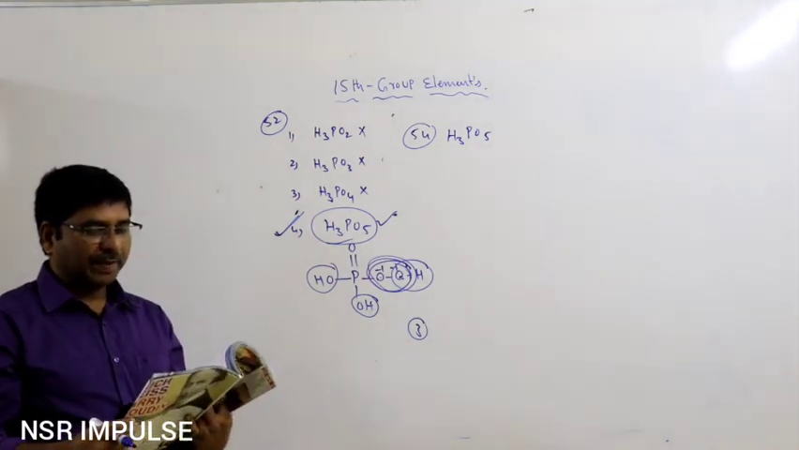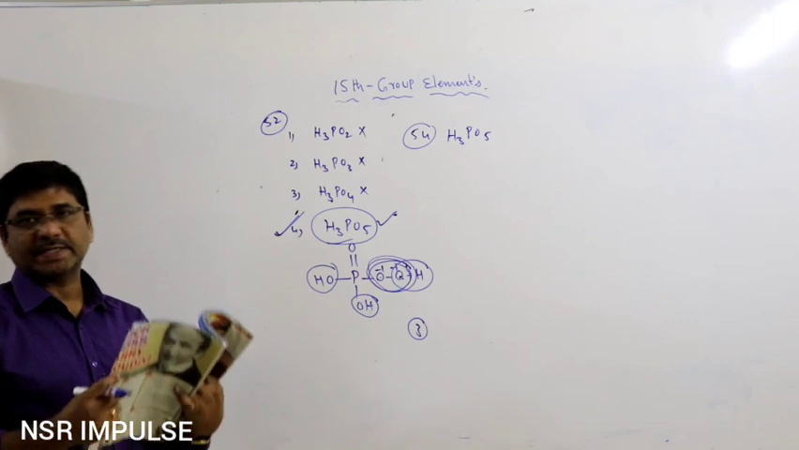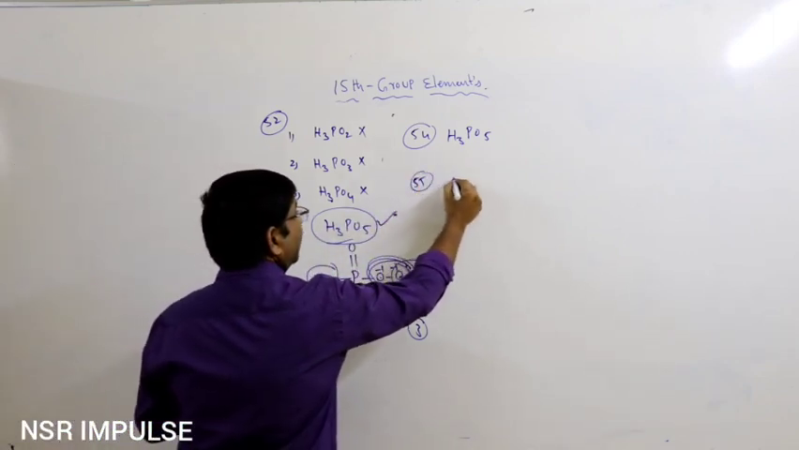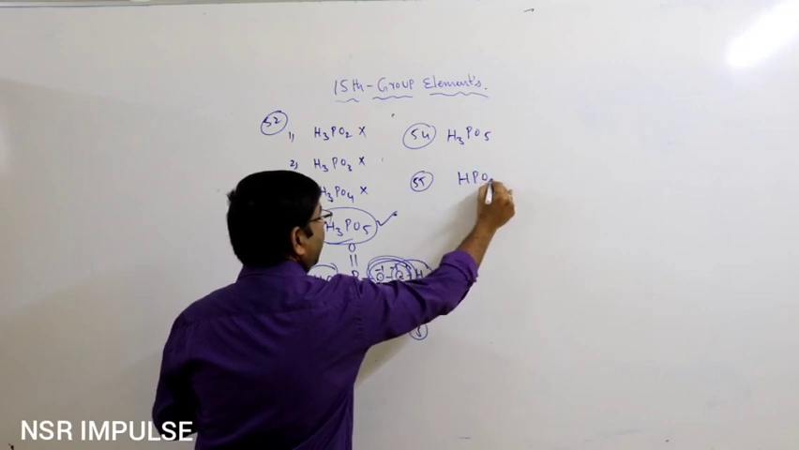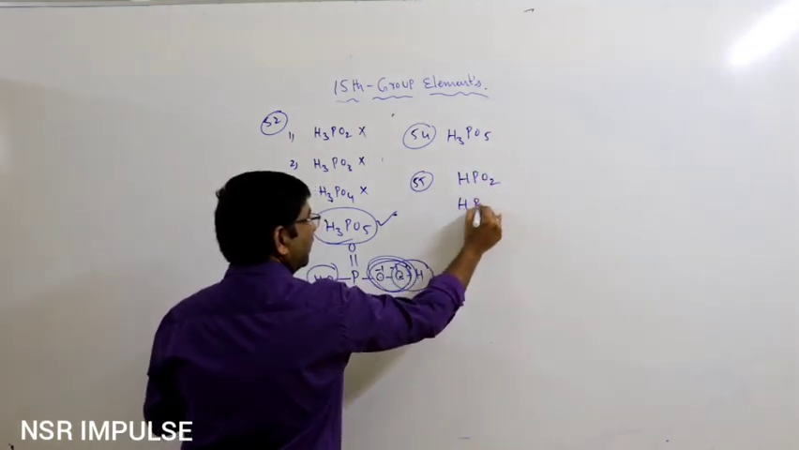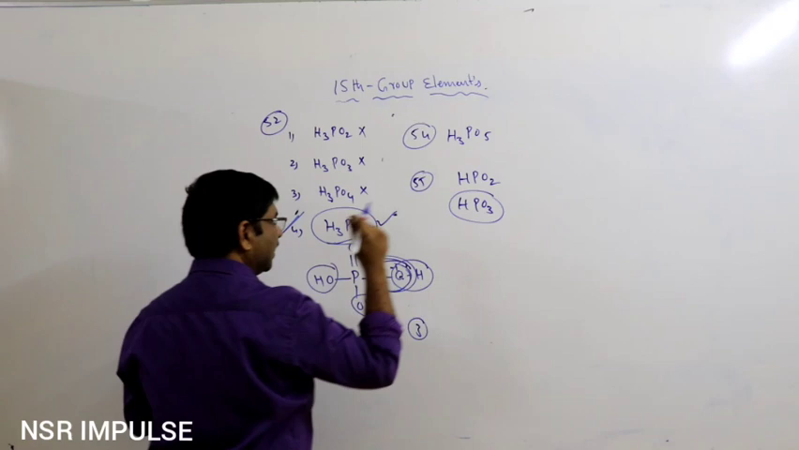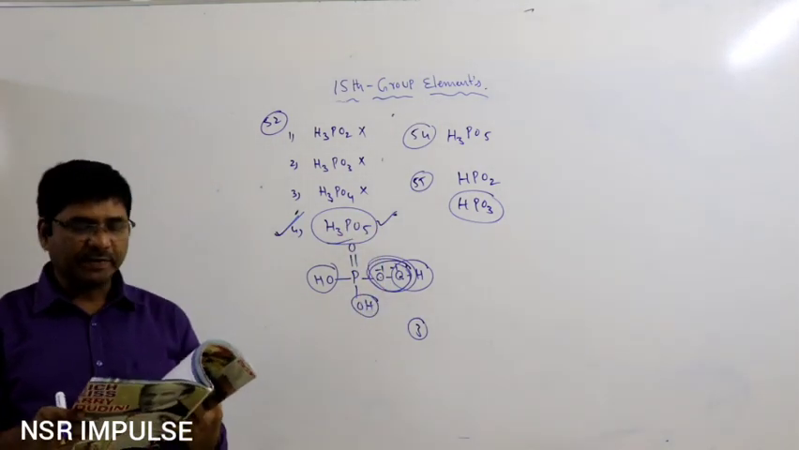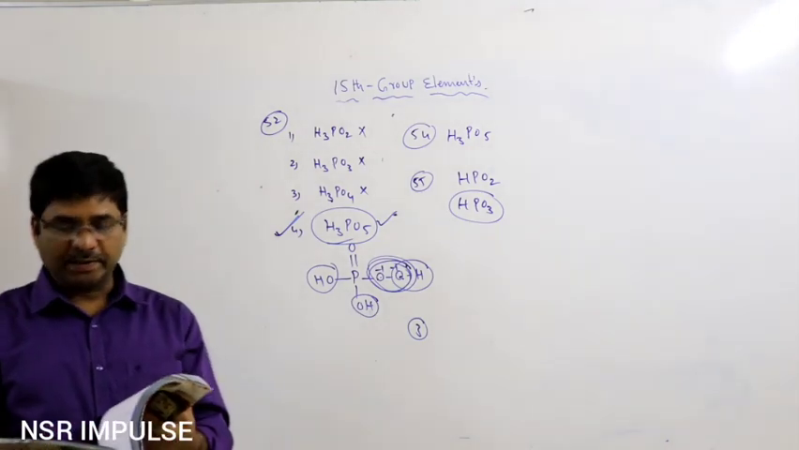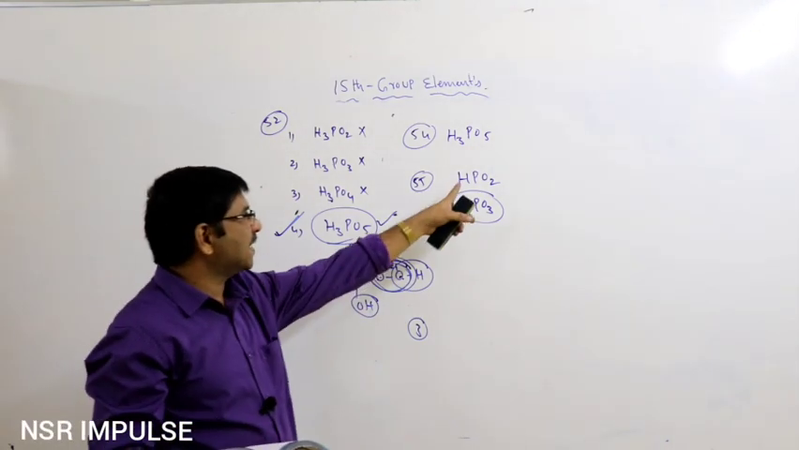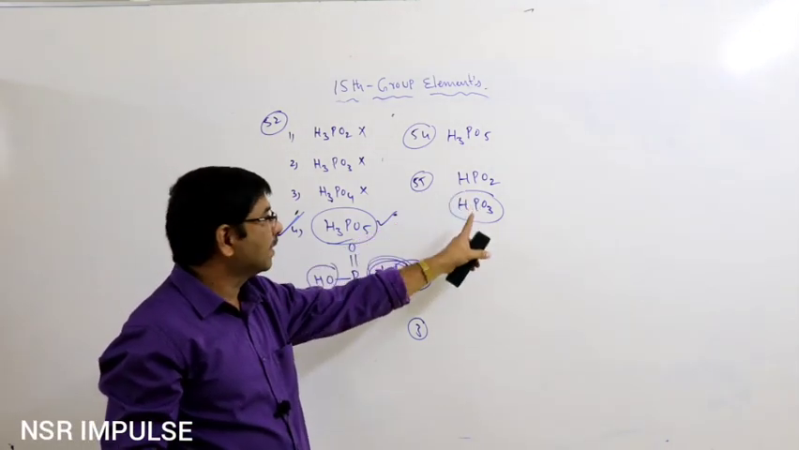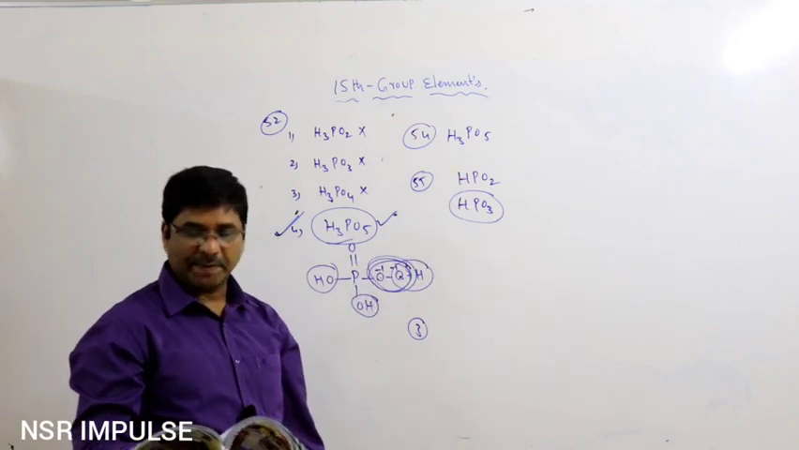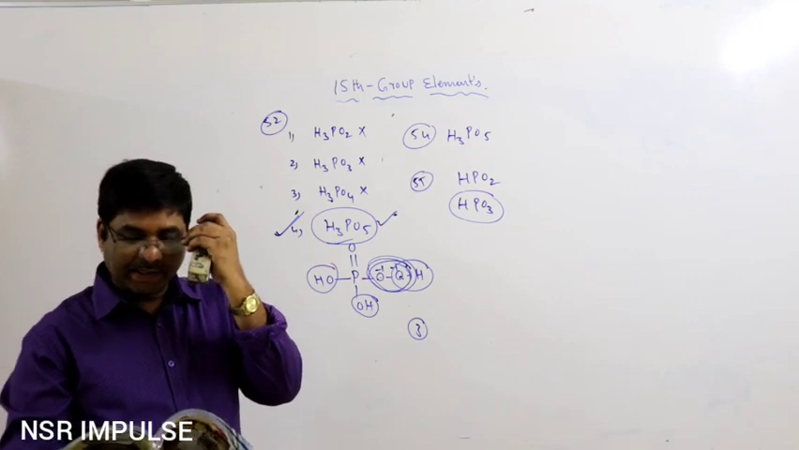Next, another question. The formula of metaphosphoric acid is. Already you know metaphosphoric acid. Metaphosphorus acid formula is HPO2. Metaphosphoric acid formula is HPO3. You remember it or learn it by heart from your material. That is another question.